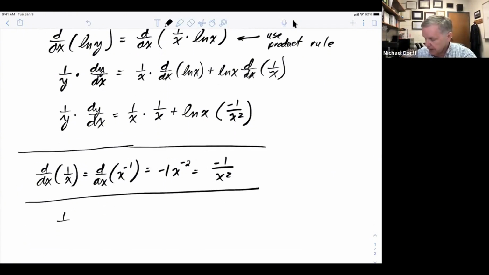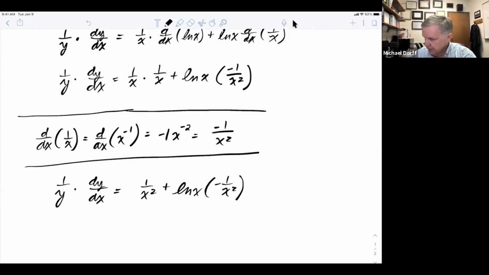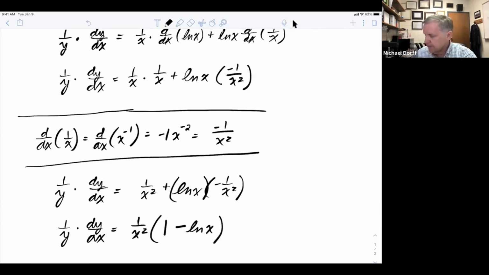So now I'm going to go ahead and rewrite what I have on the left side. And on the right side, now I have 1 over x squared plus, well, let's see, natural log of x times negative 1 over x squared. So from there, I notice that on the right side, I have a 1 over x squared on both terms. So I'm going to bring that out front. And then I have a 1 minus natural log of x. Remember that this second term there is natural log of x times negative 1 over x squared.